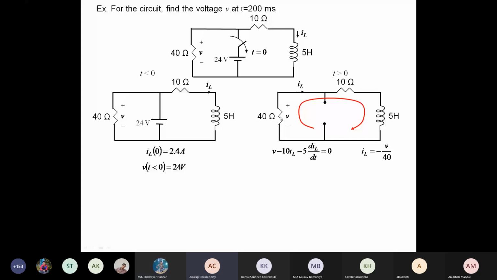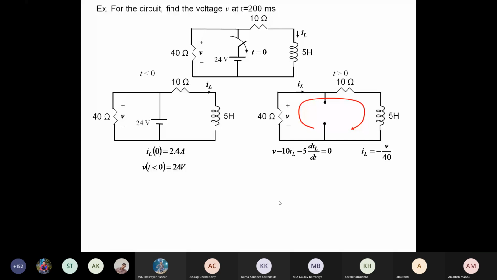So IL is equal to what? IL is flowing in this direction. IL through the 40 ohm is flowing from the bottom to the top, but we have assumed V positive on the top. So your IL is basically equal to minus V by 40.